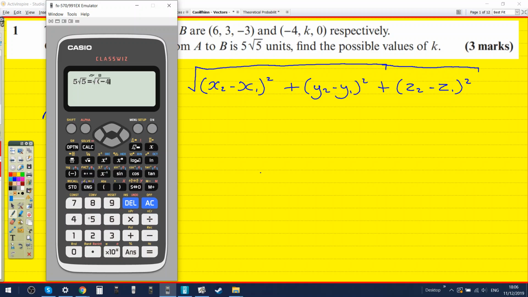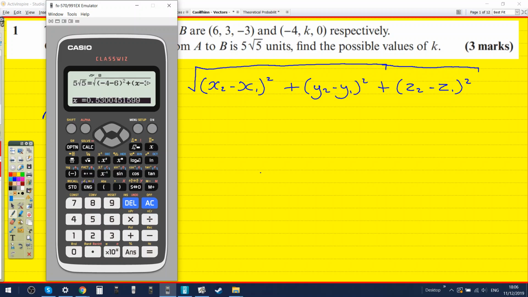So 5 root 5 squared equals 125. And then 109 plus k minus 3 squared. So 125 minus 109 equals 16. So 16 is equal to k minus 3 squared. So 4 equals k minus 3. So k equals 7.